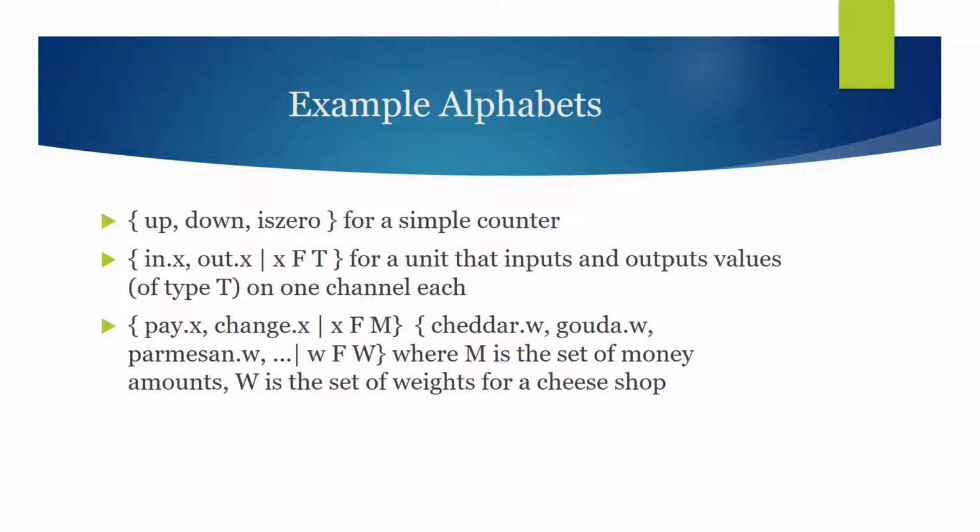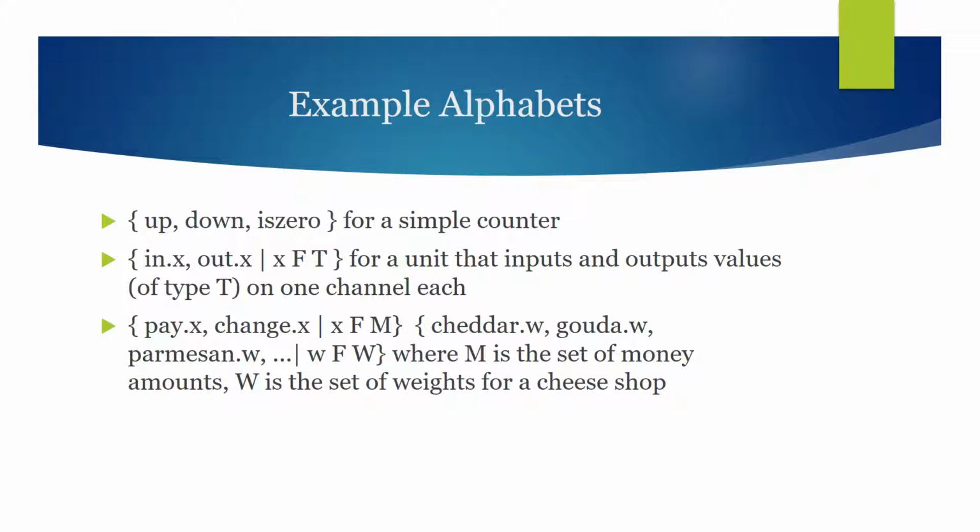Now here we come to an example about alphabets. Alphabets are denoted using curly braces; up, down is the alphabet for a simple counter. These components together form an alphabet. The following are examples: in.x, out.x, x in T, for a unit that inputs and outputs values of type T on one channel each.